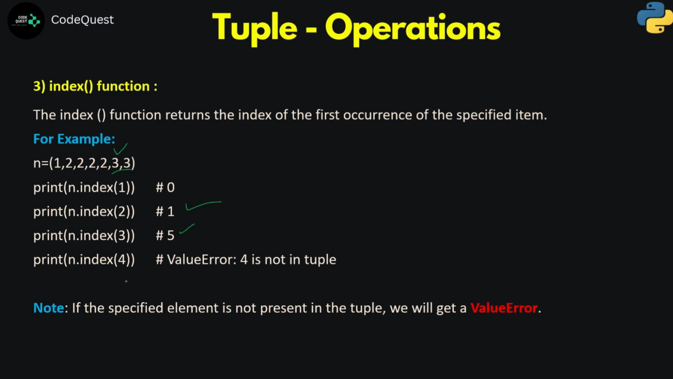Now, in case you try to find the index of a particular element which is not present in the tuple, you are going to get an exception, that is called a ValueError.